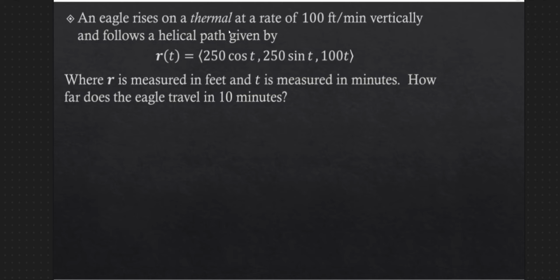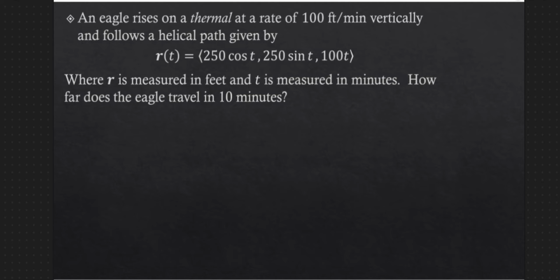So in this question, we're going to make some assumptions that it's going 100 feet per minute vertically, and it follows this helical path. Notice if you just look at the x and y components, we should see a circle of radius 250, and this would be in feet as well if we're keeping consistent, which we should be. So 250 feet radius of a circle and then rising upward 100 feet per minute. If we make these assumptions, how far does it actually travel over the course of 10 minutes?